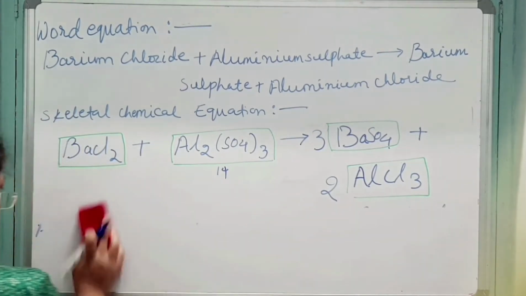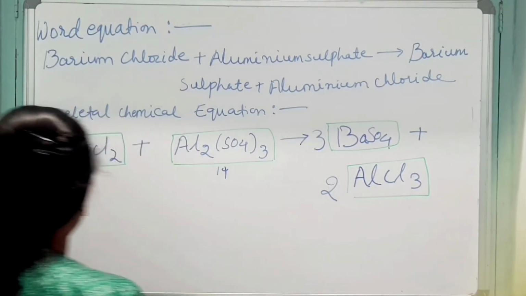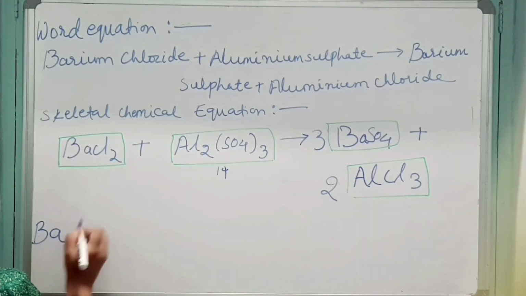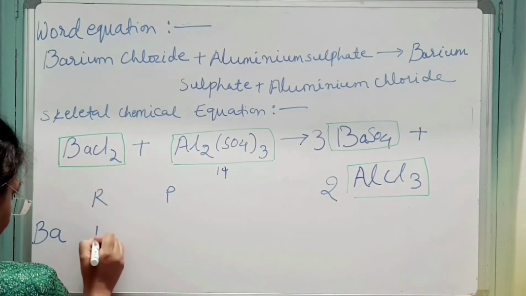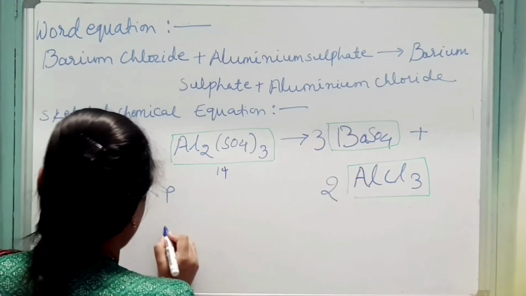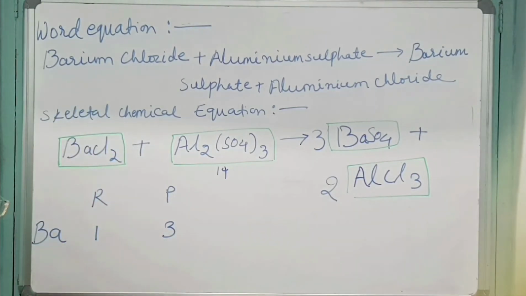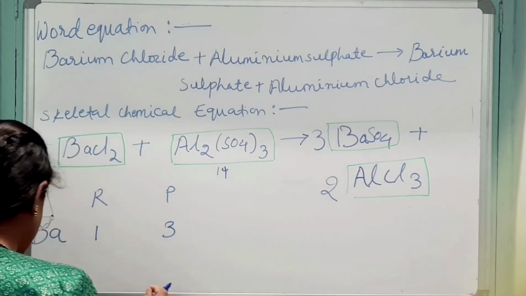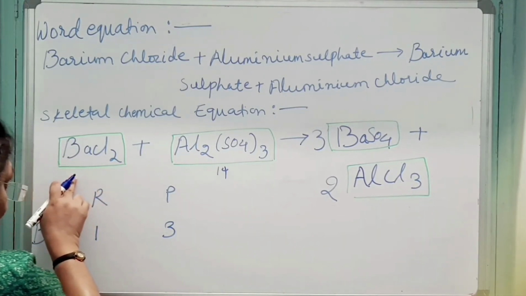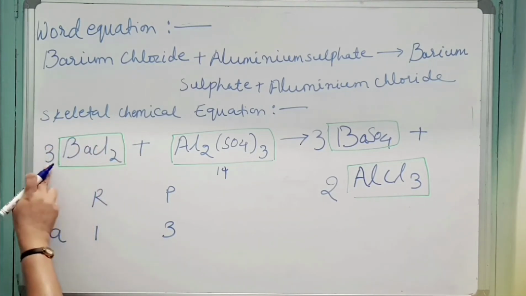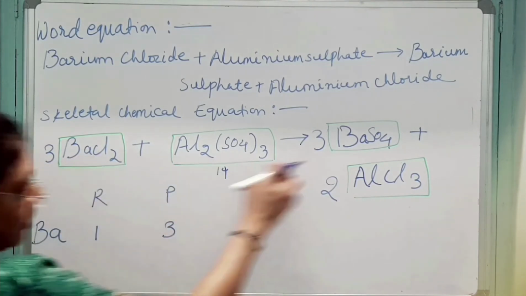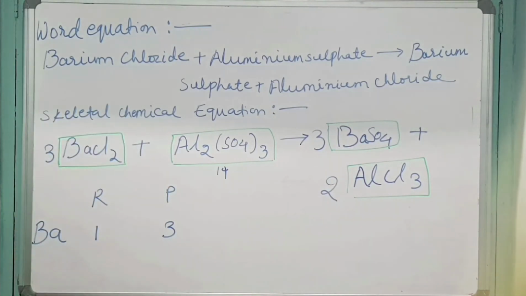Next we will balance Ba. Barium: on the reactant side it is 1, on the product side it is 3. So the maximum number required is 3. So what can we do? We want barium 3, so we can put the coefficient 3 outside this square. So barium will become 3Ba here and 3Ba here. So barium is also balanced.